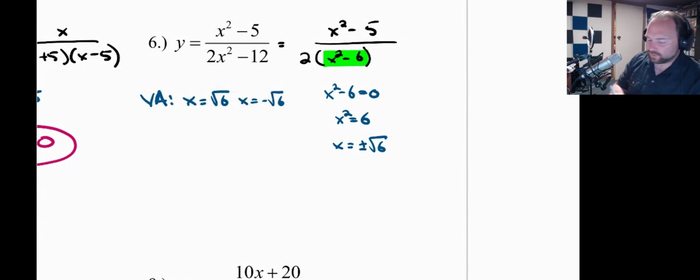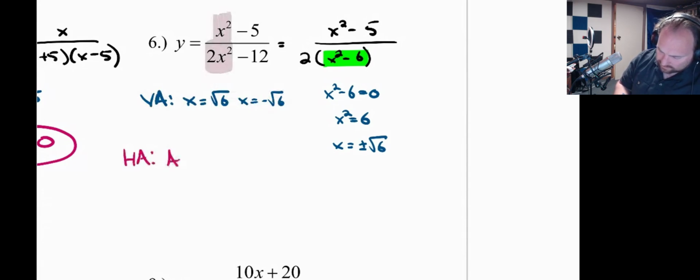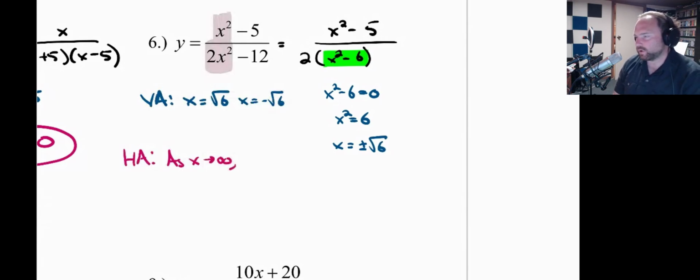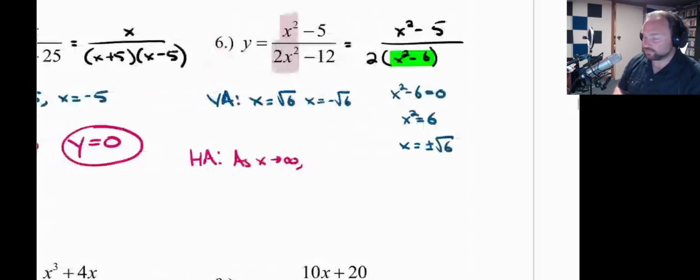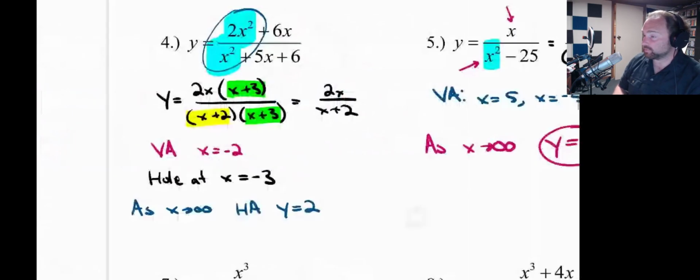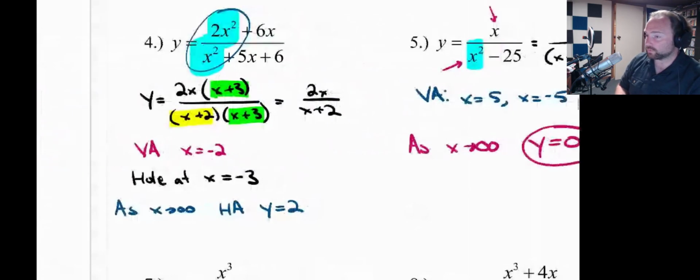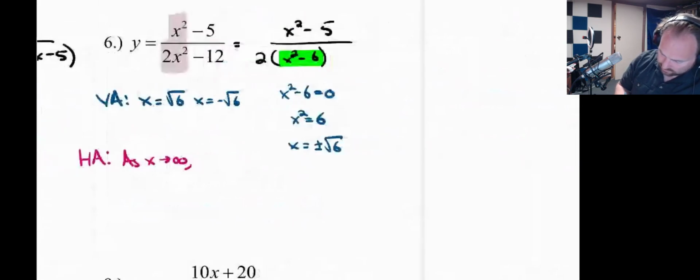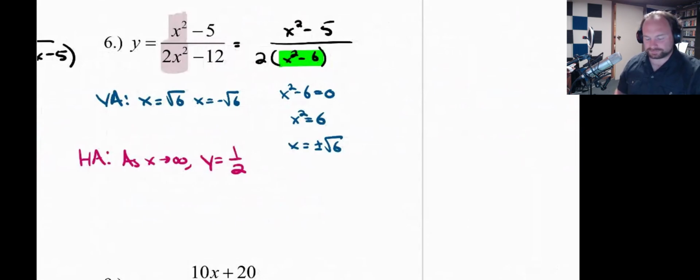And the horizontal asymptote, again, we're going to match up the behavior of x squared and 2x squared. So again, as x approaches infinity, what does y do? x squared and 2x squared are both going to race to infinity at the exact same rate, but there will be a 1 to 2 relationship. So just like how number 4 was 2 over 1, this problem over here in number 6 is going to be 1 over 2. So we're going to say y equals 1/2 for our horizontal asymptote.